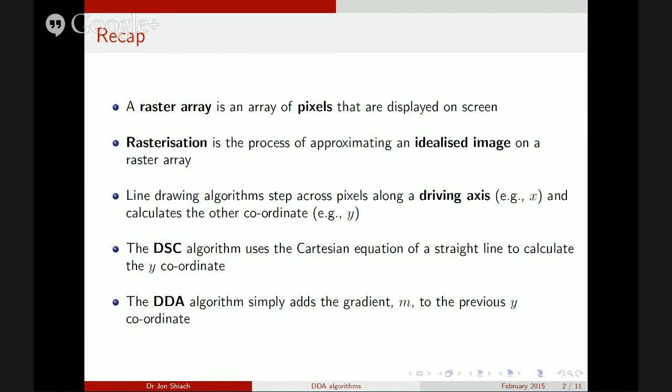Now, to you and I, the difference for a single application is tiny. You're talking microseconds. But these methods are being called millions of times a second. So if you can save fractions of a second at this level, it is much better. Okay, so we looked at the DSC algorithm. The DDA algorithm simply adds a gradient at each step. Okay, so that's just a recap of what we did on Monday.